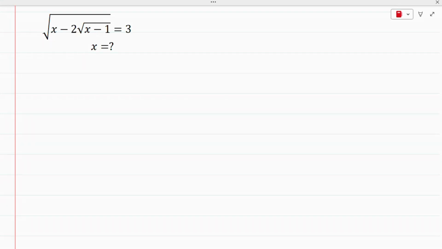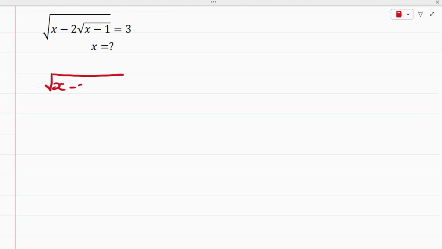So right here we have this nice square root algebra problem, and the question says the square root of x minus 2 multiplied by the square root of x minus 1 is equal to 3, and we are to solve for x. Alright, so the first thing, guys, we want to do is to simply square both sides of this equation.